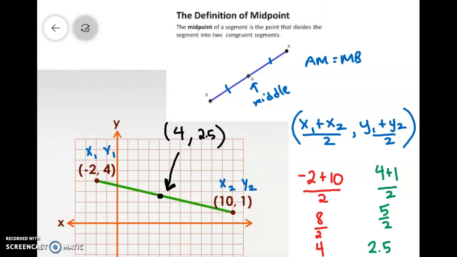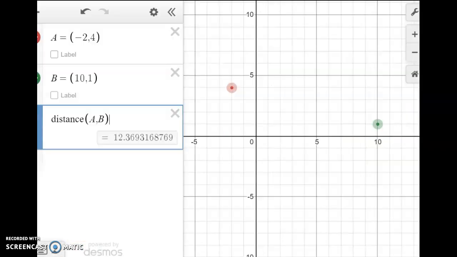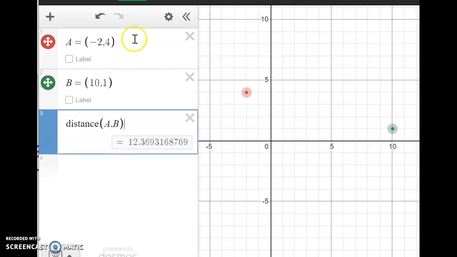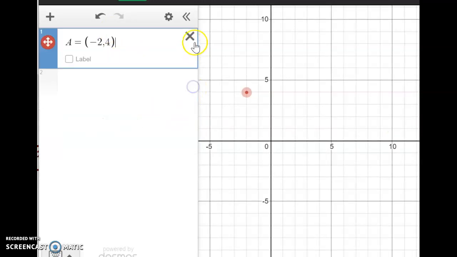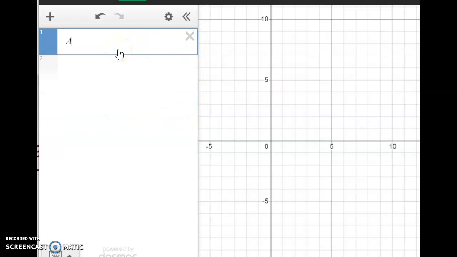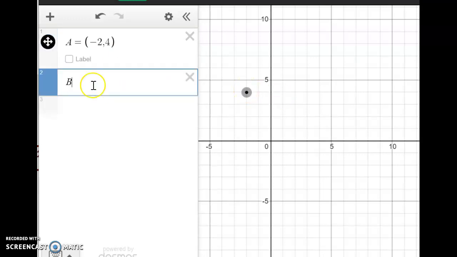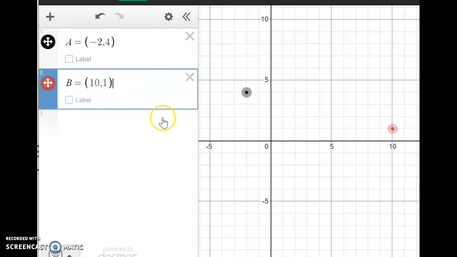Now, remember in the last video on distance formula, we took a shortcut using Desmos. So let's go ahead and do the same shortcut here. If you remember in that video, we had our A set up and our B set up. These points are the same. I'm just going to go over one more time how we enter those in. If I want to enter a point and see where it is, I can say A is negative 2, comma 4, and close the parentheses, and that point pops up. And I can see B is 10, 1, and that point pops up.